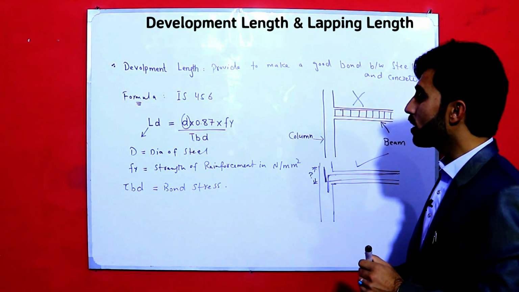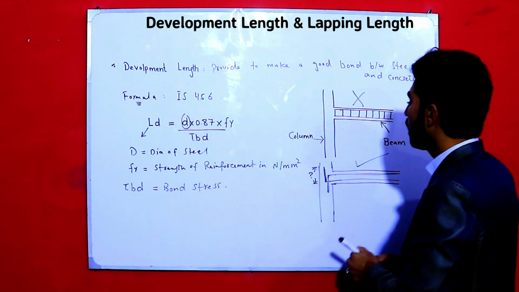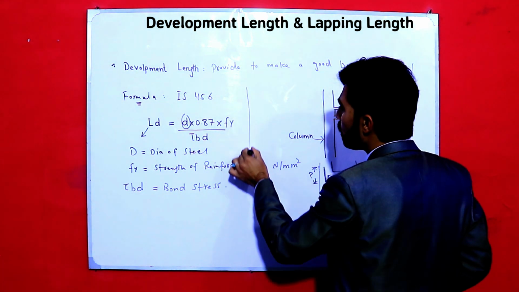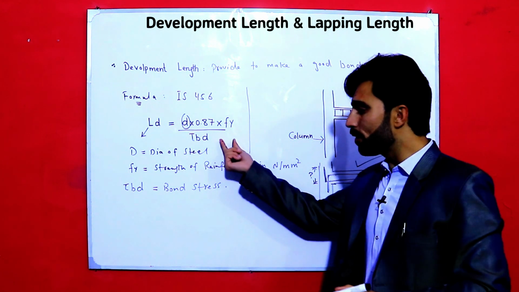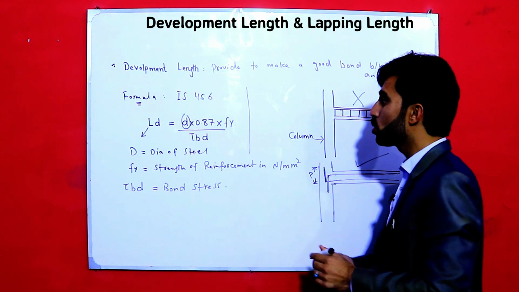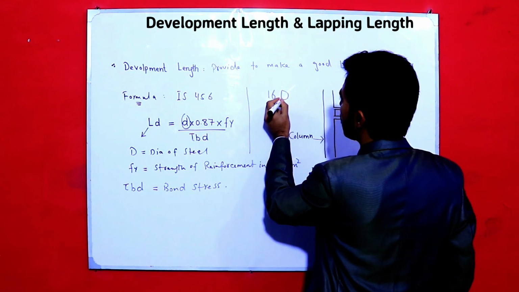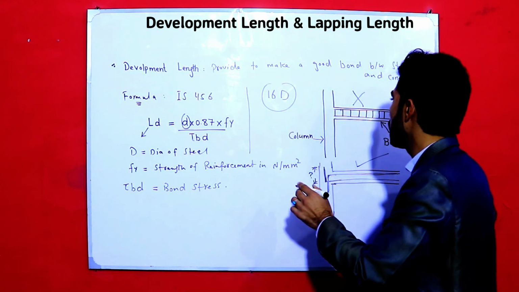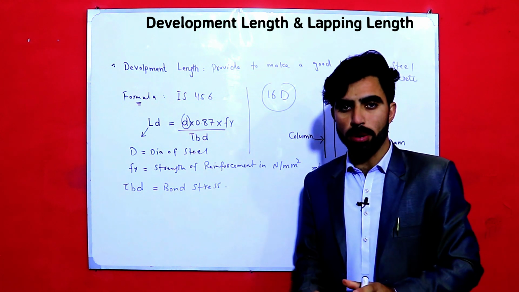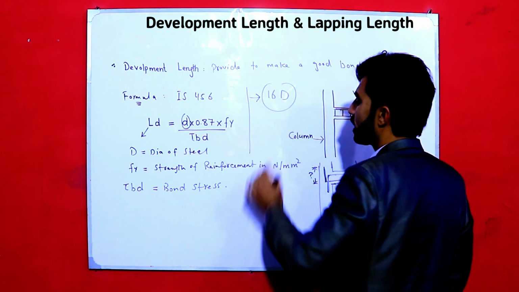Okay, so guys, when you apply this formula, then you will get the development length. Or I will tell you, if you don't want to prove this, or if you don't have time to find out the development length, you can use the formula 16D, where D is the diameter of the steel bar which you are using in the plinth beam, the longitudinal bar specially. So this is also for development length, 16D.